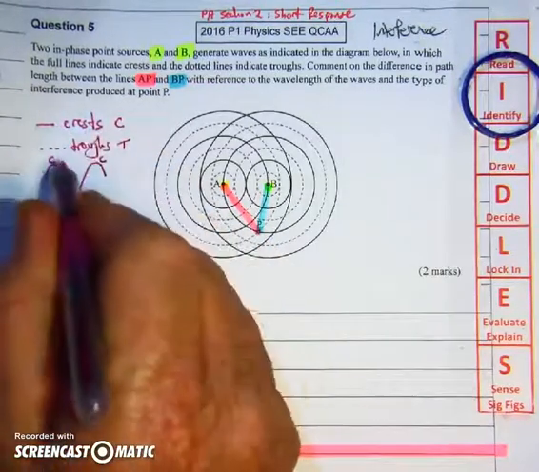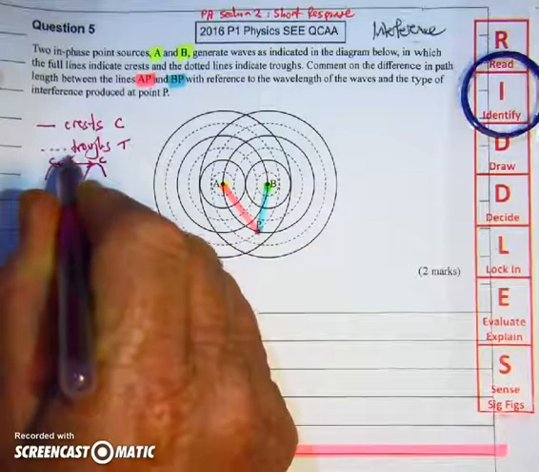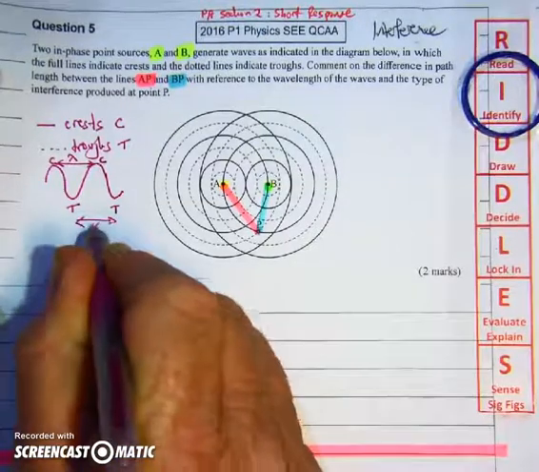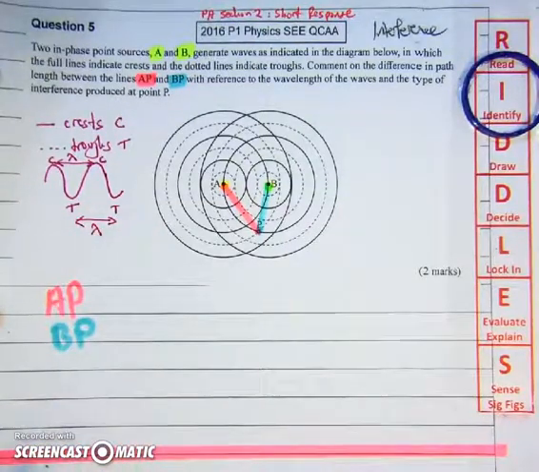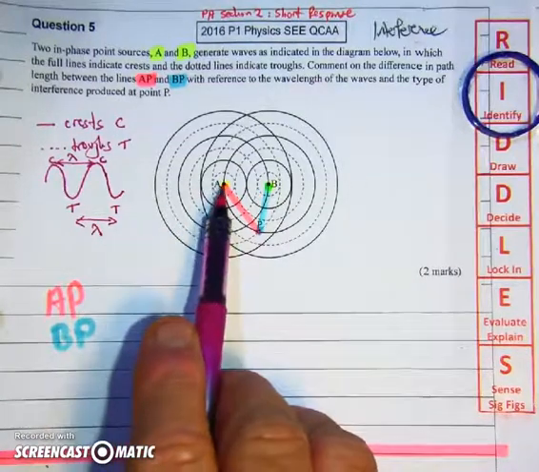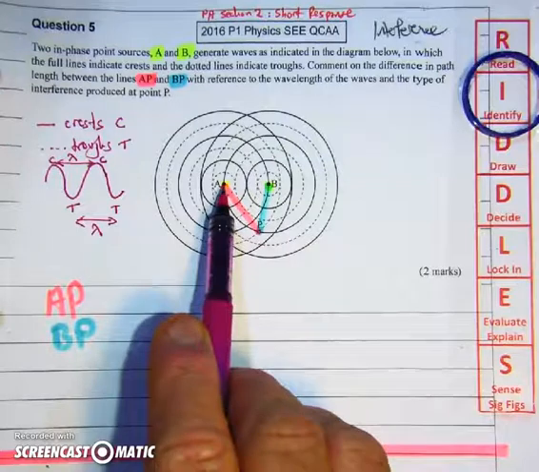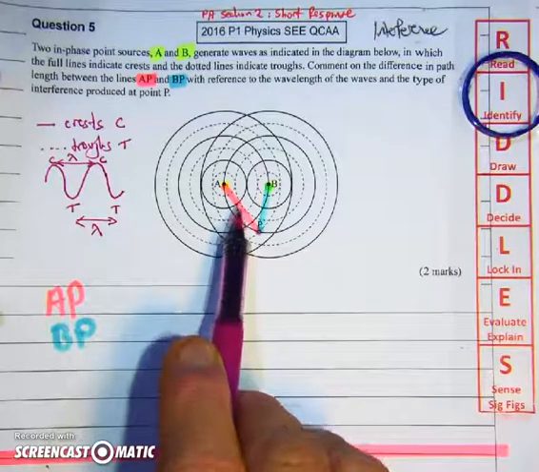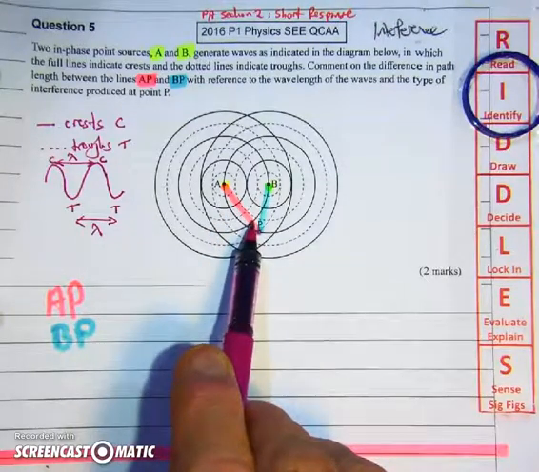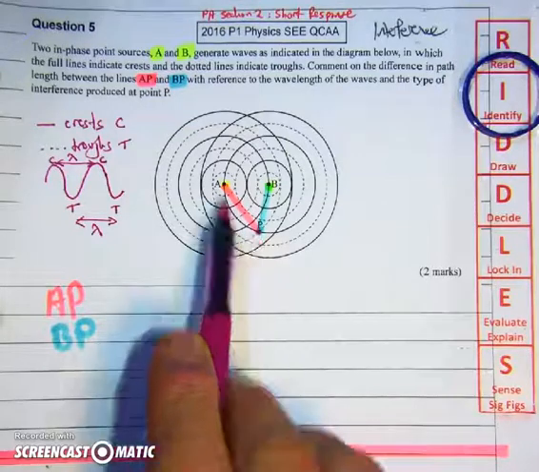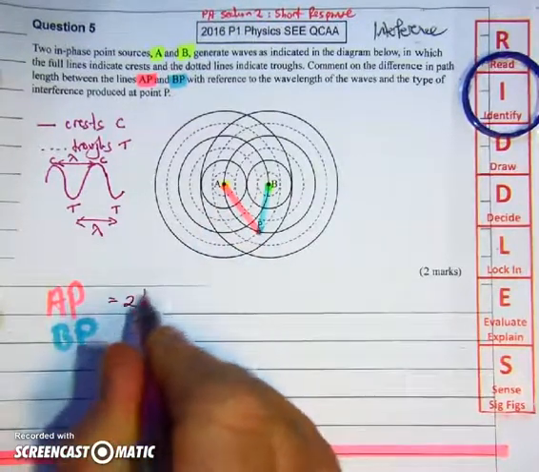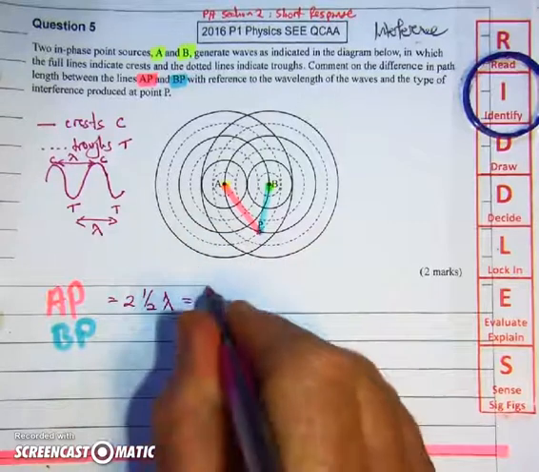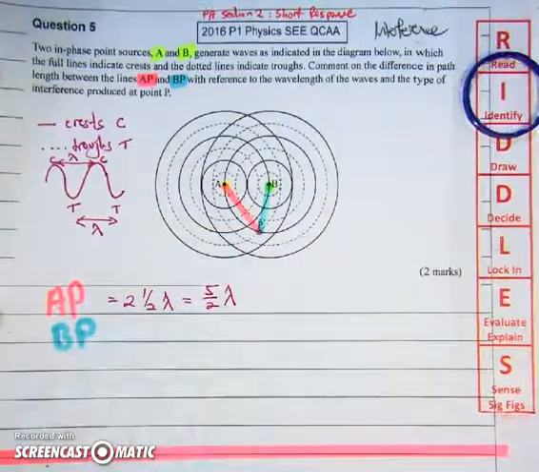So the wavelength is the distance between crests. It can also be determined as the distance between troughs as well. So in this particular point, if we have a look at the line AP, we start off at A here. A is on a solid line, so therefore it is a crest. Then we go trough and we go crest, so there's one wavelength. Trough, crest is two wavelengths, and then we go into a trough. So from A to P is 2.5 wavelengths. To write that as a vulgar fraction, we make it 5/2 lambda.